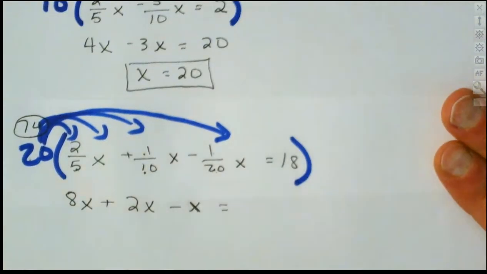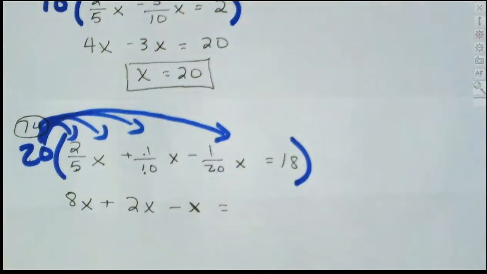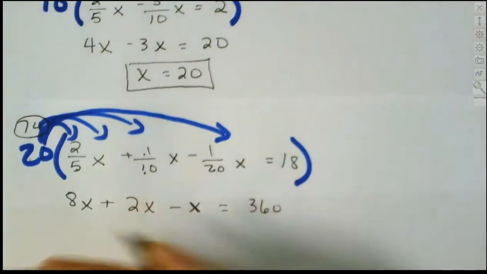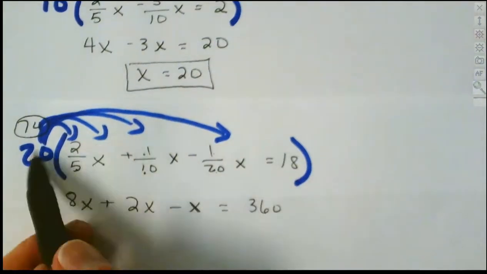Do not forget the other side. We've got 18 times 20. I think that should be 360. Let me double check and make sure. If in doubt, always use a calculator. Yep, it'll be 360. I have to go through each piece, all of them.